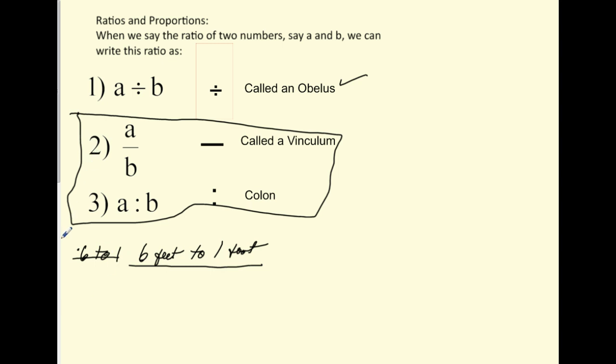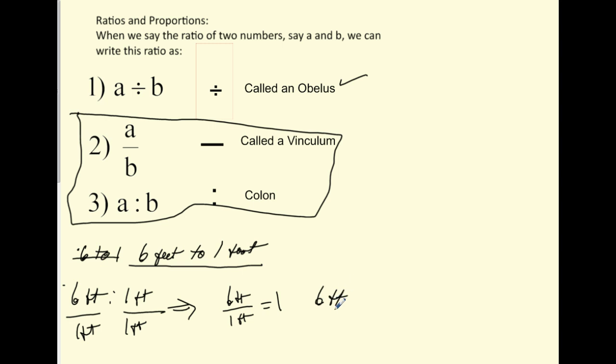Now, I can write this as 6 feet (1 foot). Okay. And then if I divide both sides by 1 foot, I have 6 feet to 1 foot equals 1. So when I say I'm 6 feet, I'm comparing my height to a unit of measure of 1 foot. Usually when I have a 1 down here in the denominator, I just leave it out and say I'm 6 feet tall.